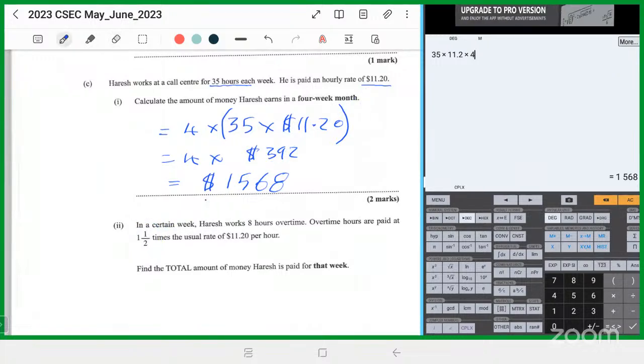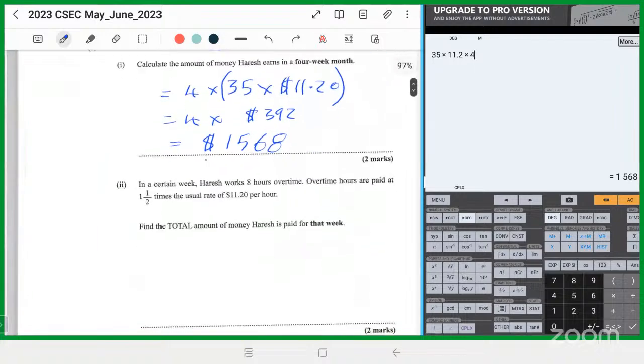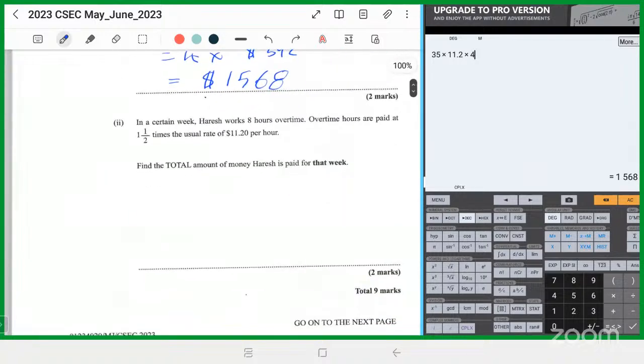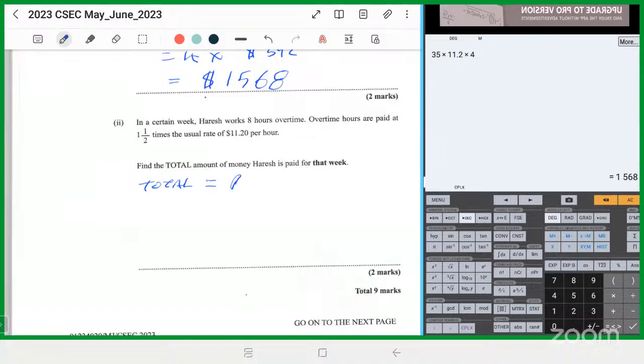All right. The question says to calculate the total amount he earned for that week. You can write one expression. So the total that he's going to earn is equal to the regular amount for the week plus the overtime amount.